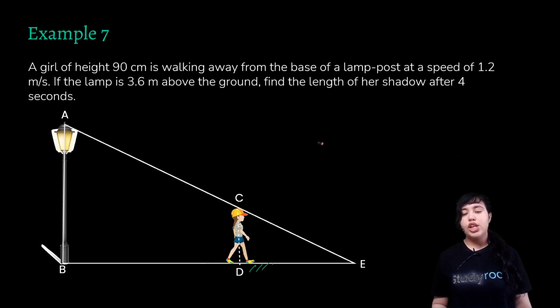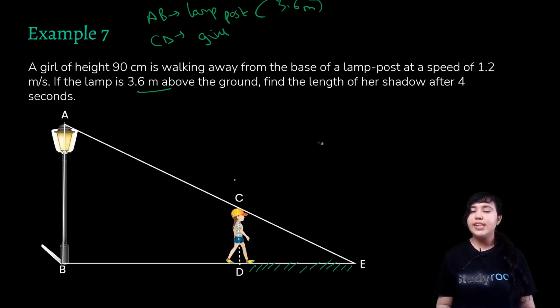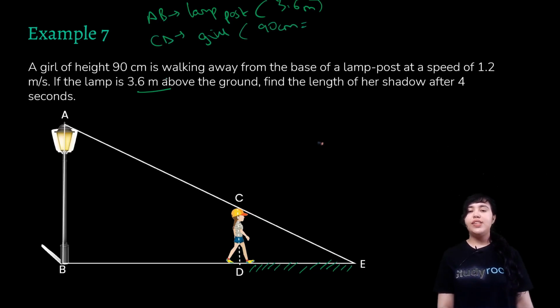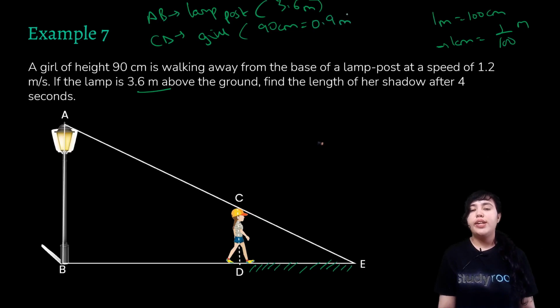So let's say this is the shadow of the girl. Now we can say that AB, assume this to be the lamp post. So this entire height you actually know is 3.6 meters. Then the height of the girl CD, so let's take CD as the girl, and her height is 90 centimeters. But since we're dealing with meters everywhere, let's convert centimeters to meters. You know that 1 meter is equal to 100 centimeters. So 1 centimeter is equal to 1 upon 100 meter. So 90 centimeters would become 90 upon 100 meter, which is nothing but 0.9 meters.